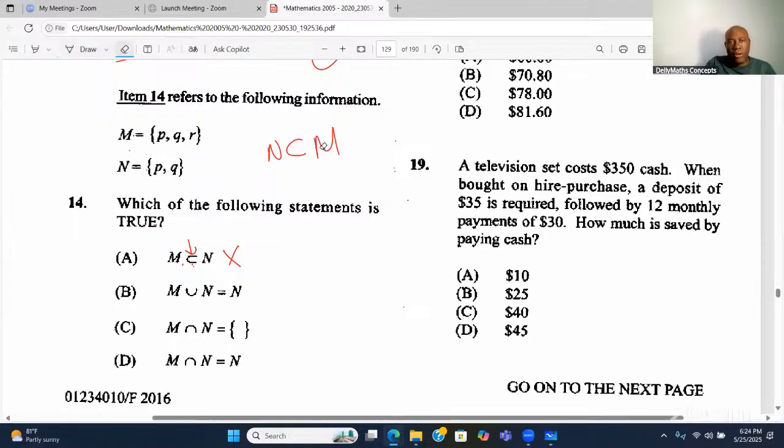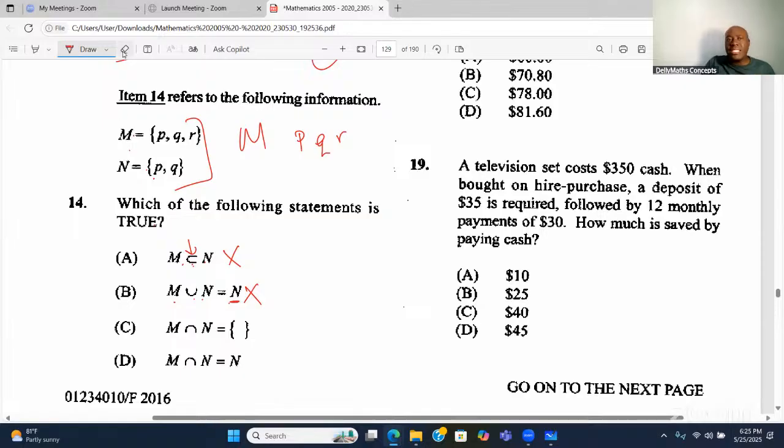Now let's go further. It says if you create a union between M and N, you'll get back N. No, because if I unite these two, I'm getting back M, not N. When you unite, I'm going to have P in it, there's going to be Q, there's going to be R, and that is M. So it's not this.